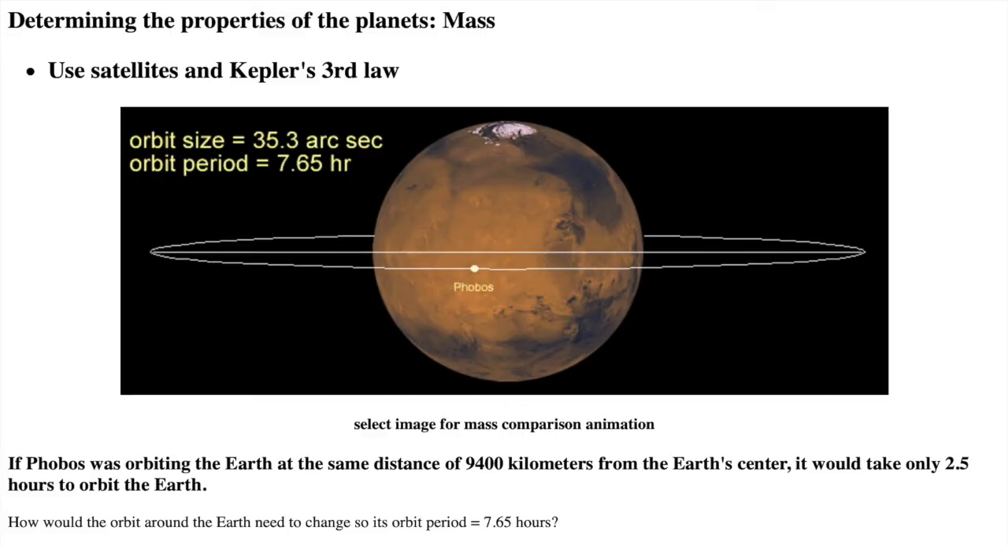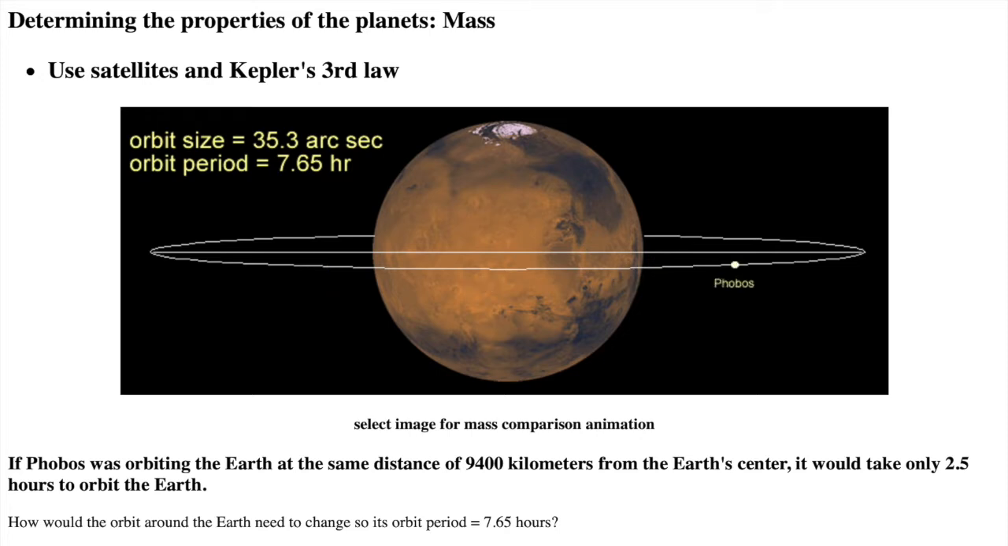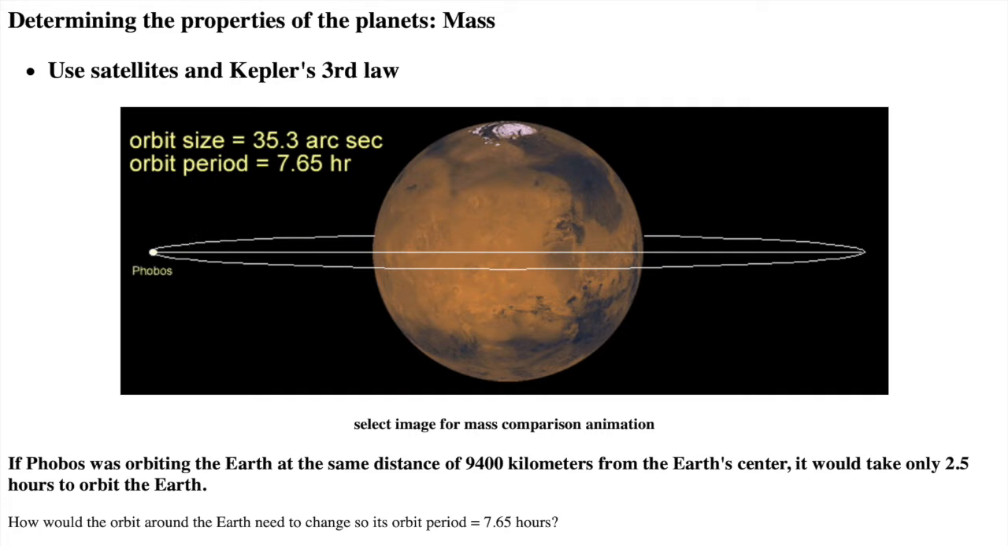Next slide. To find a planet's mass, we use satellites and Kepler's third law, Newton's version of the third law. In the telescope at closest approach of Mars, we see that Mars's closest moon, Phobos' orbit, has an angular size of 35.3 arcseconds across and an orbit period of 7.65 hours.